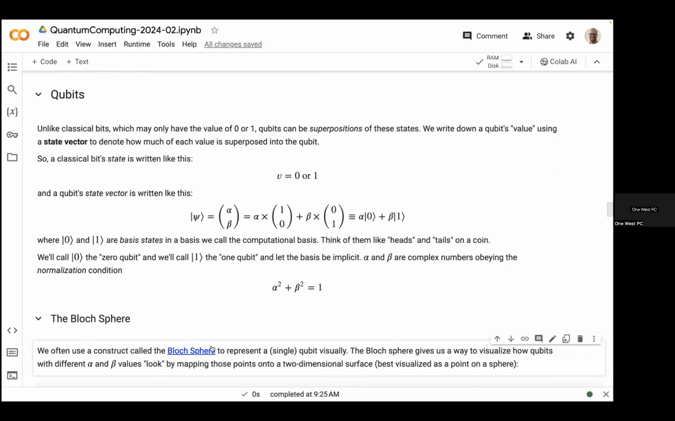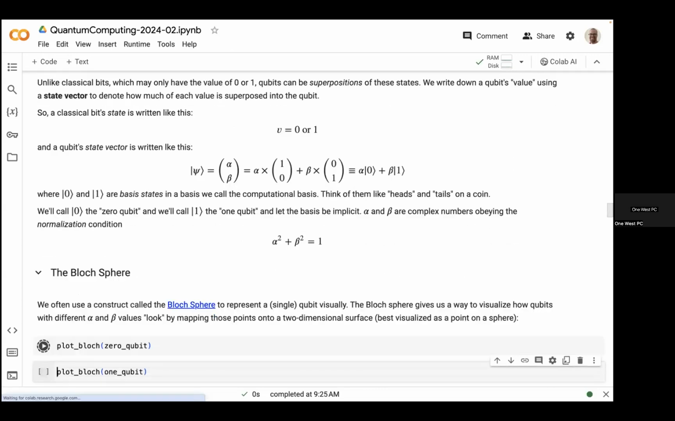We often construct visualizations of these states using something called the Bloch sphere, which works well for visualizing single qubits. It doesn't work well for visualizing multiple qubits, but it gives you some sense for what alpha and beta look like by mapping those points onto a 2-dimensional surface. So it's best visualized as a point on a sphere.